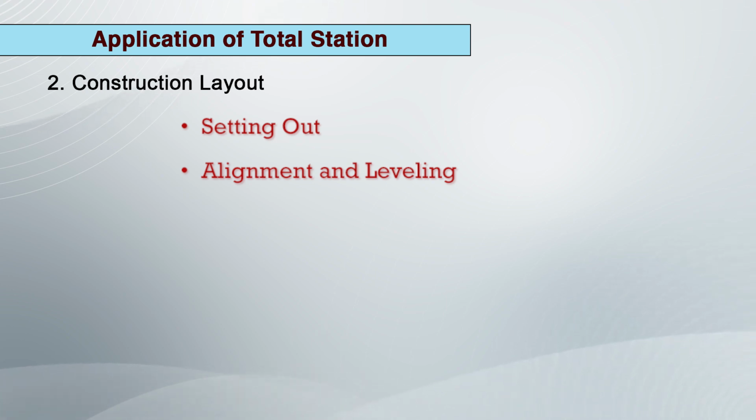Total stations are used to mark the position of the structures, roads and other construction elements on the ground according to the design plan. This ensures that construction aligns accurately with the intended layout. And the second construction layout application is alignment and leveling. Total stations are used to ensure that structural elements like beams, walls and columns are aligned and level, which is critical for the stability and integrity of the construction.